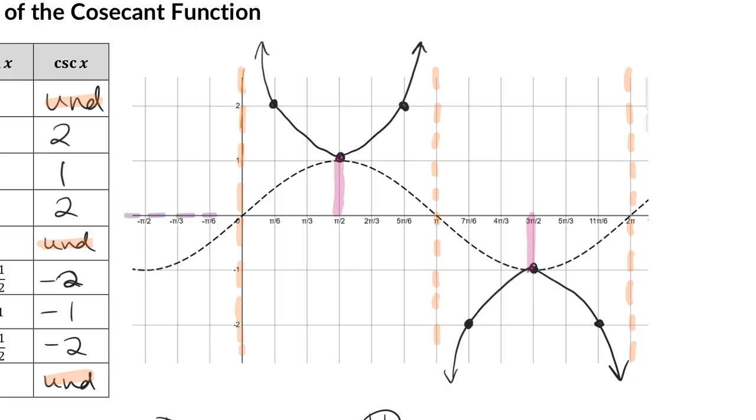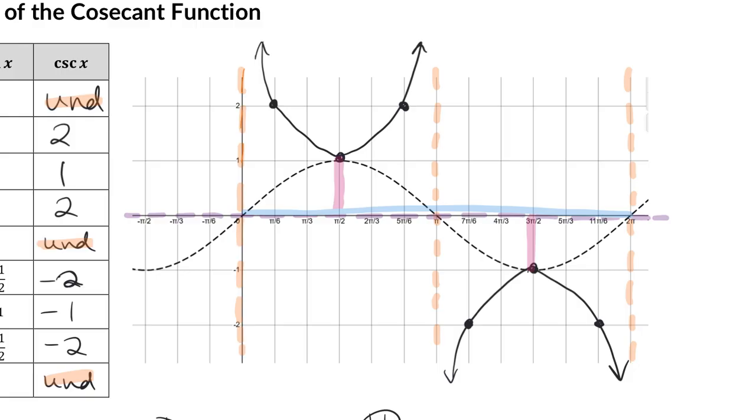The midline, or the displacement, is still the average between those relative maxes and mins. And again, it comes from the sine function that this is based off of, which is why we're able to connect the transformations from one type of function to the other. The period of the cosecant function, like sine, is 2 pi. So it takes me from 0 to 2 pi to complete an entire period of this function.